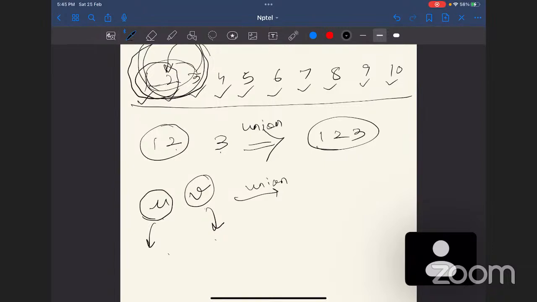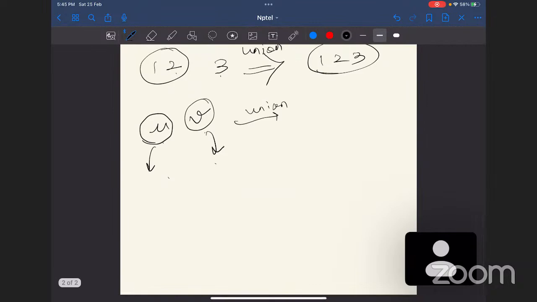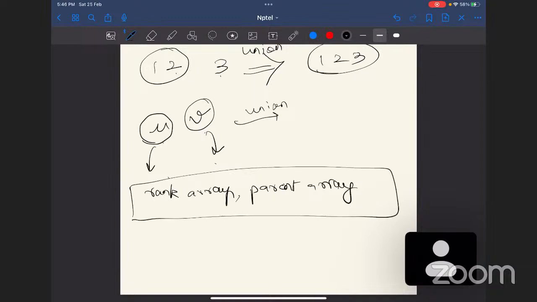For that, this is the basic algorithm. I will explain how it is done. The algorithm goes as follows. We maintain a rank array and a parent array. What do we mean by rank array? What do we mean by parent array?